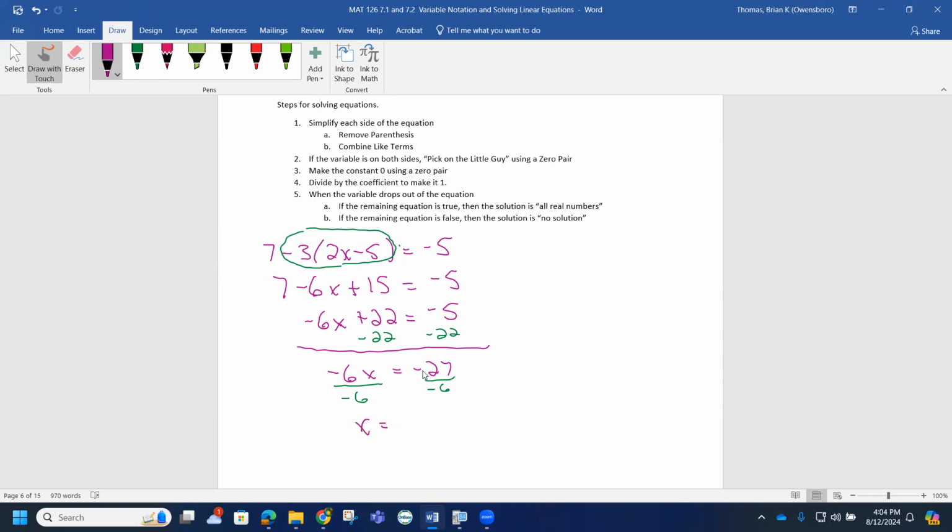x equals, and again, we know a negative divided by a negative is a positive, so it's 27/6. But remember, with fractions, if there's a common factor, we need to divide out the common factor. Well, it seems like there's a 3 in common, so if I divide the top and the bottom both by 3, that puts this in what we call lower terms. So if I divide this by 3 and this by 3, this is what's called simplifying a fraction. So that's going to be 9/2. So 9/2 would be our solution to that problem.